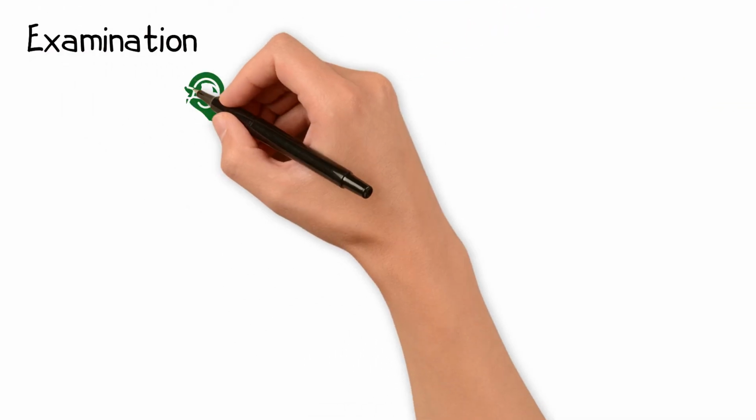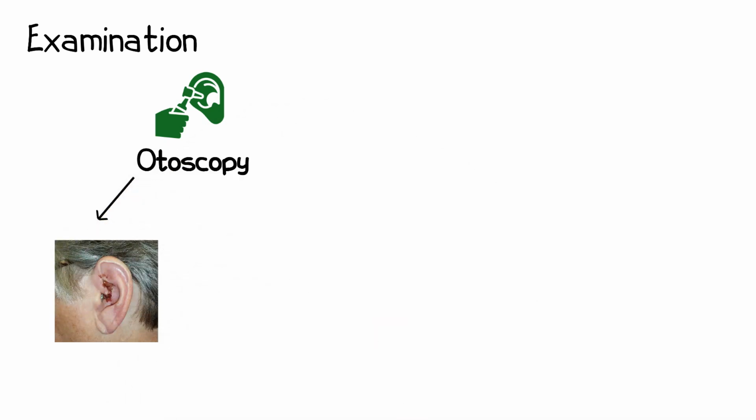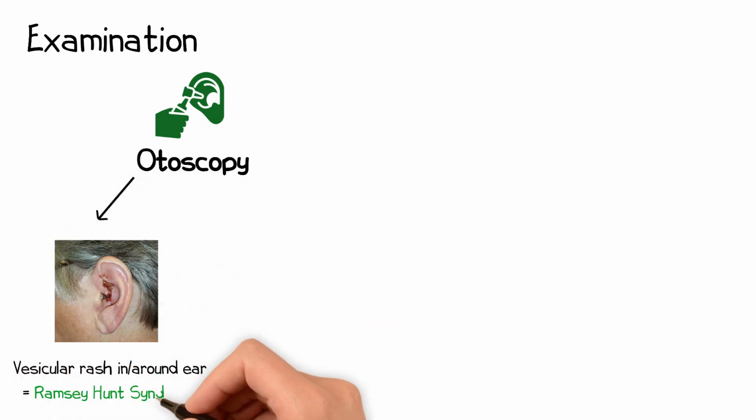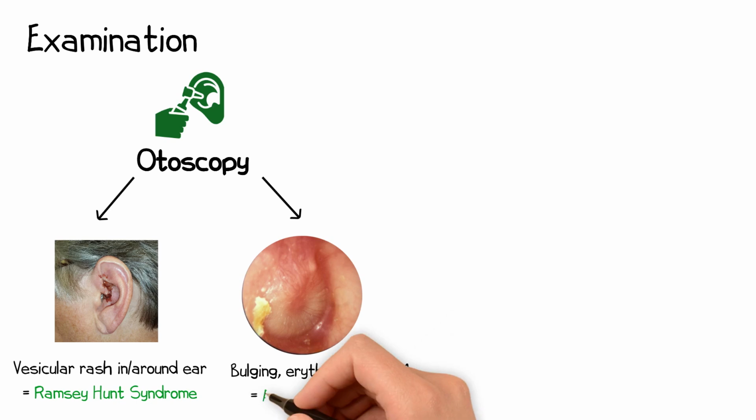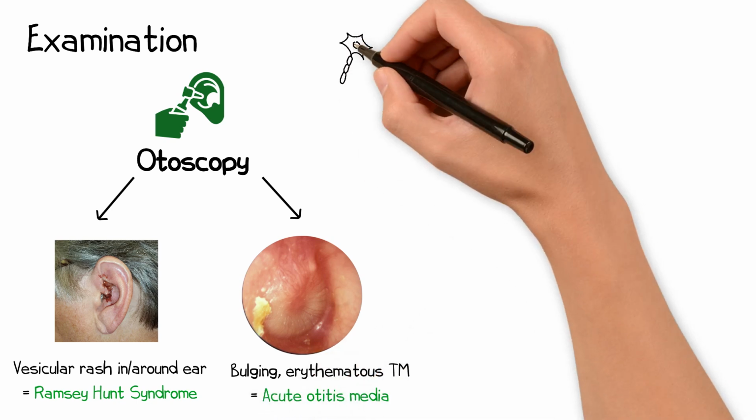Otoscopy should be performed to identify possible otological causes. A painful vesicular rash in or around the ear is characteristic of Ramsay-Hunt syndrome, often mistaken for Bell's palsy. A bulging, erythematous, tympanic membrane may indicate acute otitis media.